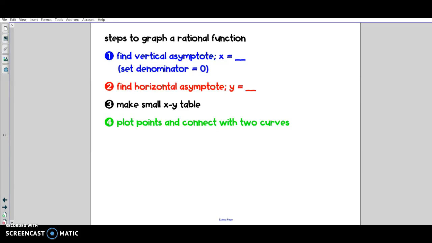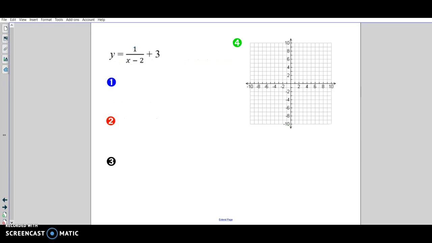This video is going to walk us through graphing basic rational functions. These are the 4 steps that I'm going to follow in this video. I'm going to start by finding vertical and horizontal asymptotes in step 1 and step 2. And step 3, I'm going to make a small XY table to plot some points. And then I will connect those points with a smooth curve, or 2 smooth curves, in step 4 for my final graph. So let's go ahead and look at our example.